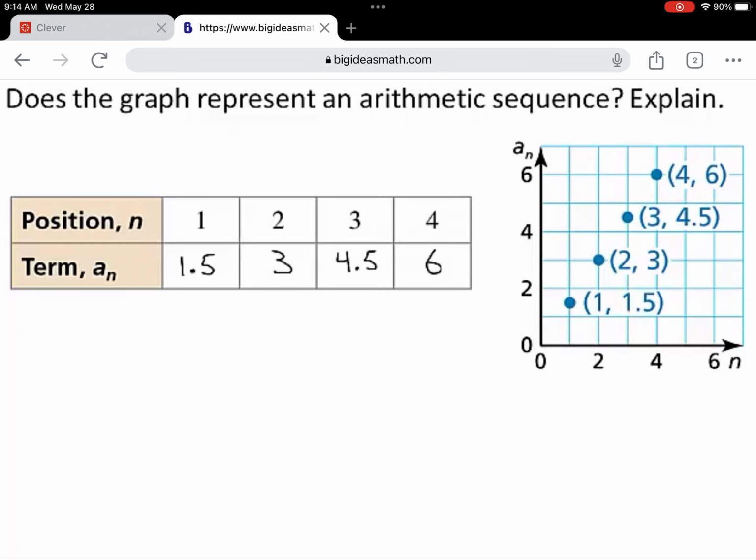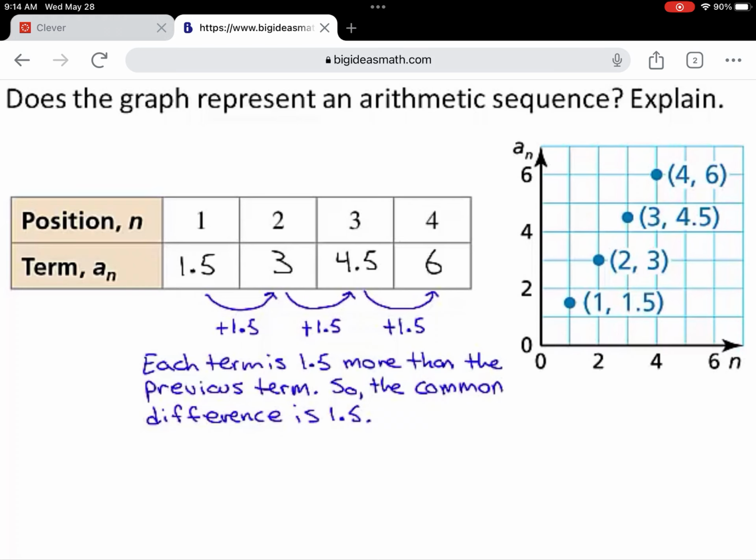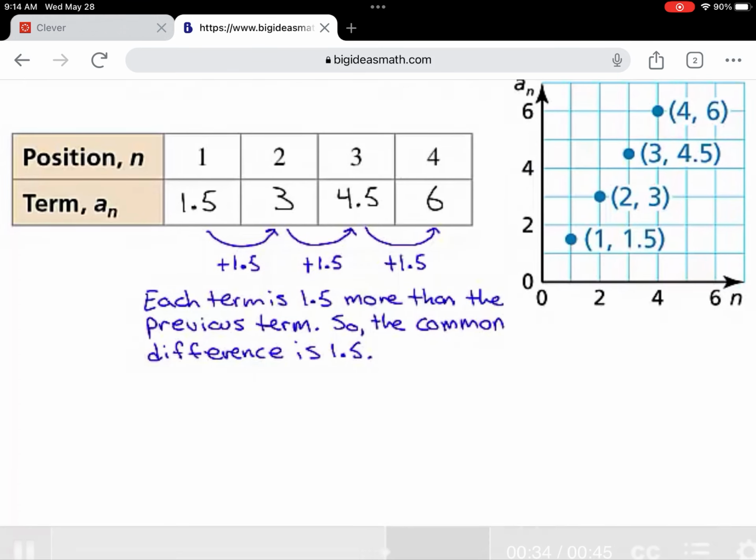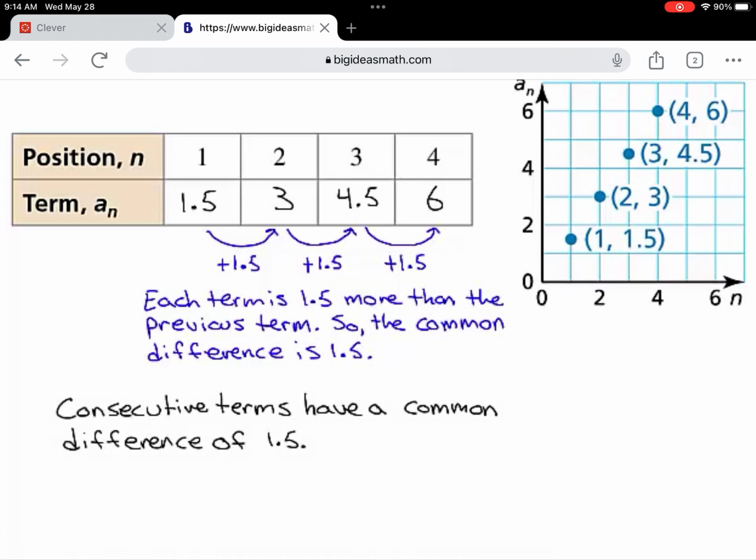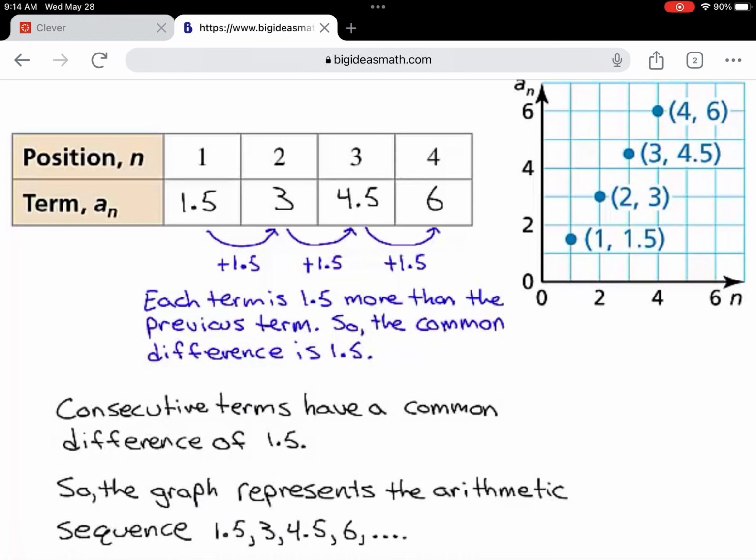The difference between 1 5/10 and 3 is 1 5/10. The difference between 3 and 4 5/10 is 1 5/10. And the difference between 4 5/10 and 6 is 1 5/10. Each term is 1 5/10 more than the previous term, so the common difference is 1 5/10. Consecutive terms have a common difference of 1 5/10, so the graph represents the arithmetic sequence 1 5/10, 3, 4 5/10, 6.